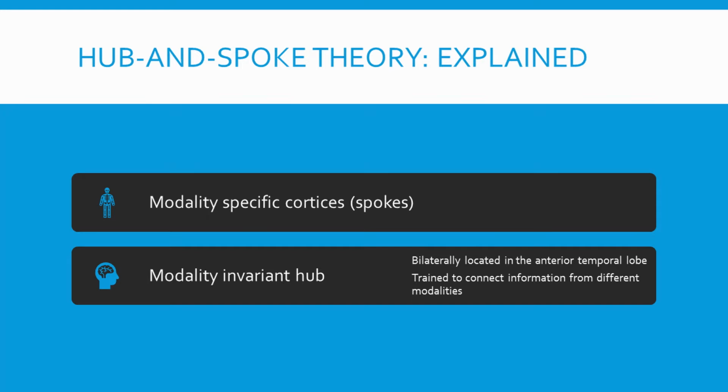It also assumes that interactions between these spokes are mediated by a single hub that is modality invariant. This hub is located on both sides of the anterior temporal lobe, the ATL, and it is trained to connect information about concepts in one modality with the information about the concept in another modality. This then creates a general representation of different concepts.